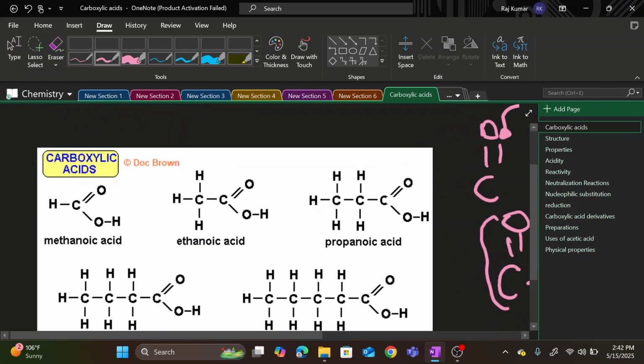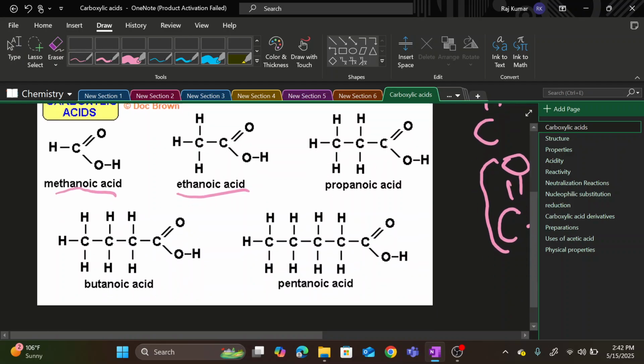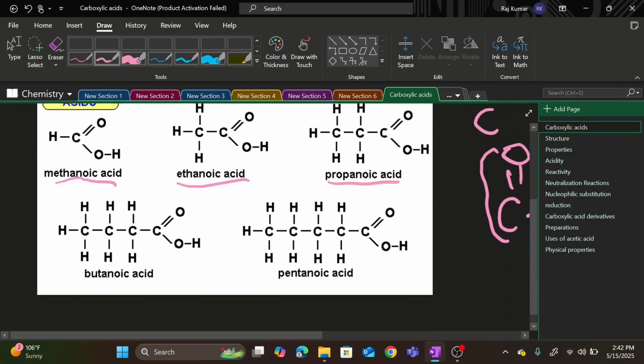This structure is of methanoic acid. This is a carboxylic acid known as methanoic acid because it has one carbon. It's also called formic acid. Also, this one is acetic acid, the most important carboxylic acid. Then propanoic acid, and then we have butanoic acid, also known as butyric acid. Butyric acid is found in cheese as well as in milk and dairy products, which gives them their characteristic aroma.